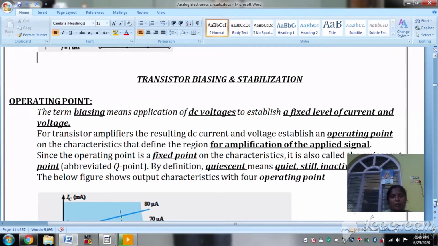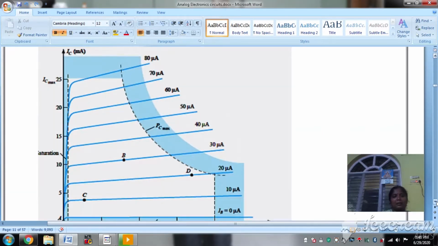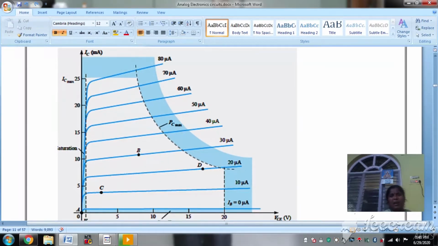So here you see, this is the characteristics of the transistor. This is nothing but your output characteristics. Here we have different operating points. This is one operating point, this is one operating point, and this is one operating point. The transistor should amplify the voltage as well as the current perfectly. So both the voltage and current should be amplified. This is the operating point, different operating points.